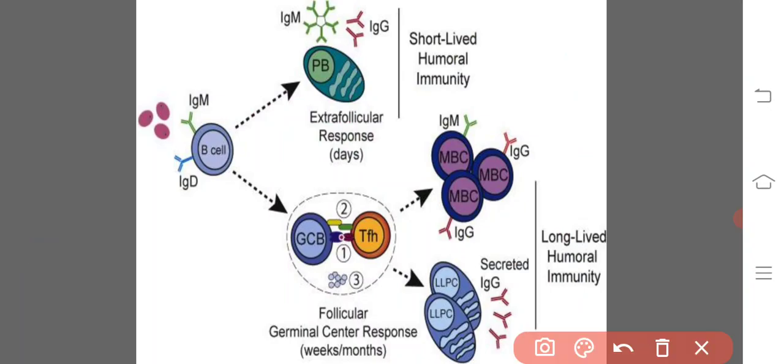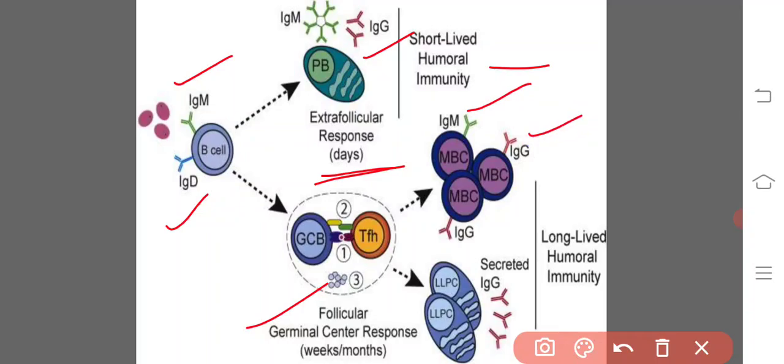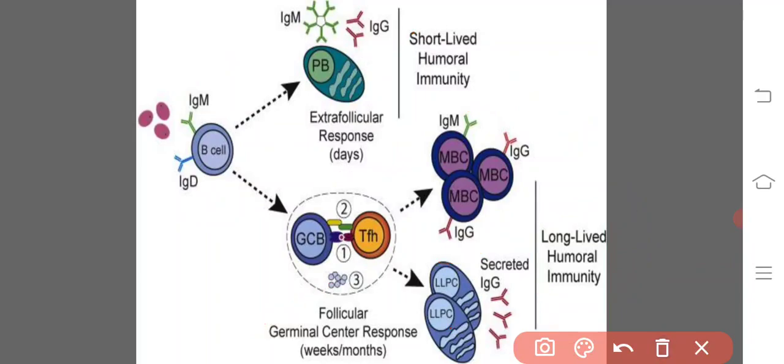Here also you can observe, for the first time the antibody, upon its surface it may contain IgM or IgD as the receptors. Upon the antigenic stimulation, here there is a formation of the IgG. So this is a short-lived humoral immunity. This is the extrafollicular response which remains for days. Here follicular germinal center response, it remains for weeks or months. Here there is a class switching of IgM to IgG, and here these long-lived LLPC, meaning long-lived plasma cells, produce more long-lived humoral immunity. So plasma cells secrete IgG molecules which kill the antigen.